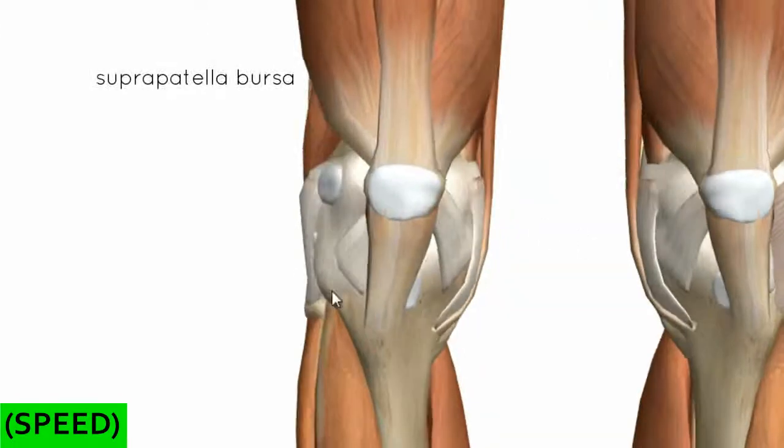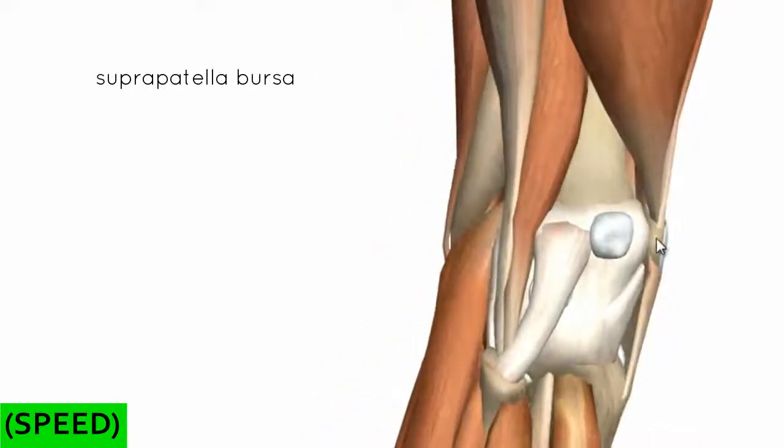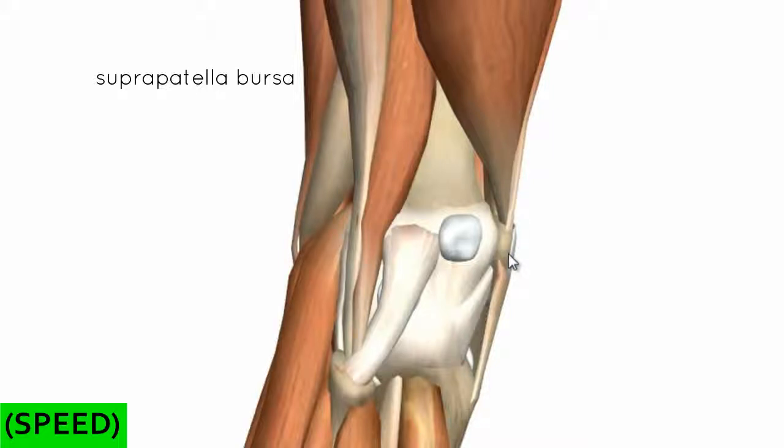So we've got the suprapatellar bursa, which, as the name suggests, is a reflection of the synovial membrane, which forms a bursa above the patella, so supra, meaning above. So we're looking laterally at the knee here, and you can see the patella bone here, and this is the quadriceps femoris tendon here. And the suprapatellar bursa lies in this region, just above the patella. So this is a fold of the synovial membrane.